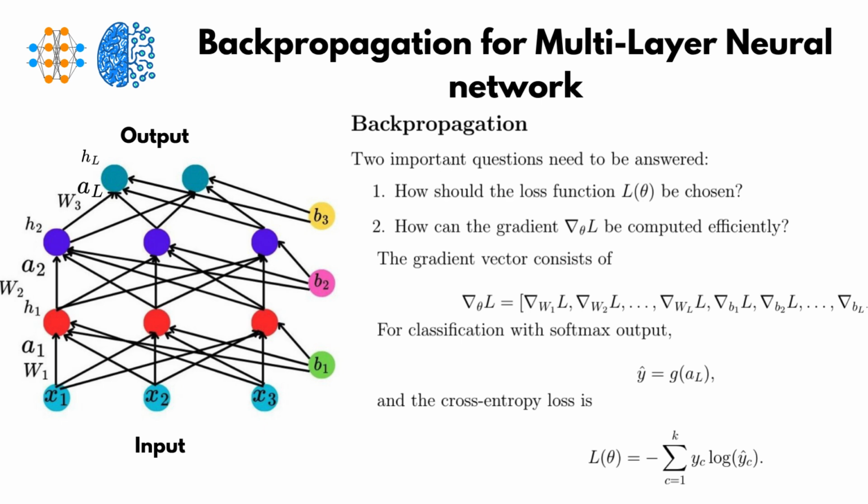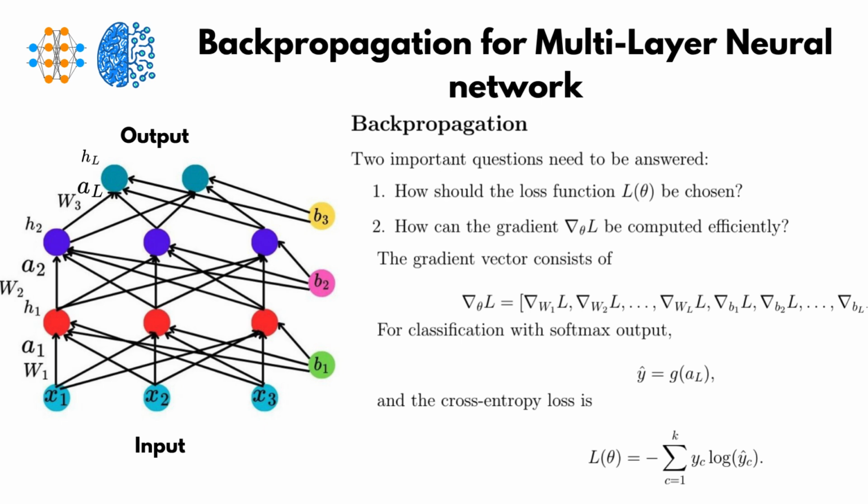Once the network produces an output, we need a mathematical way to compare the predicted output with the actual target value. This comparison is performed using a loss function. The loss function tells us how good or how bad the prediction is. A smaller loss means the prediction is closer to the actual target, while a larger loss indicates that the network needs to improve. The second question is even more important.